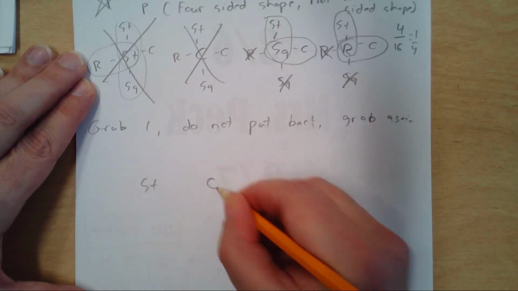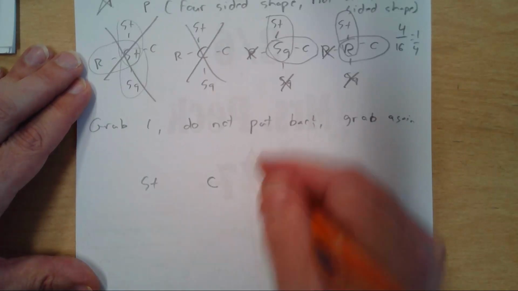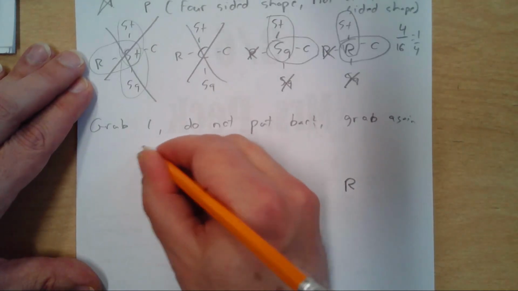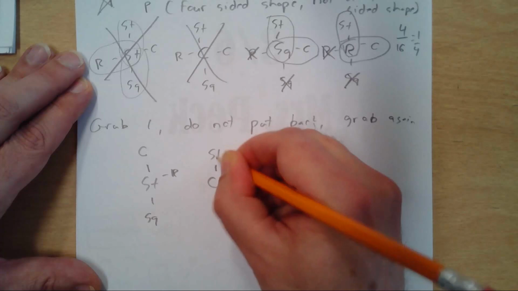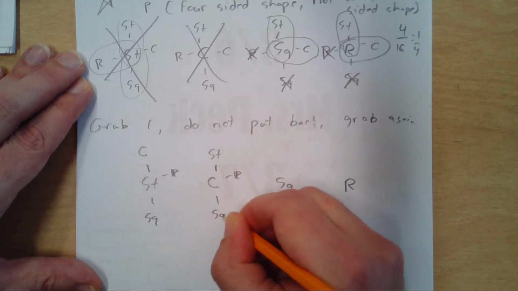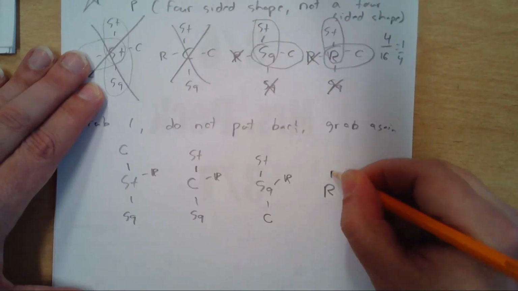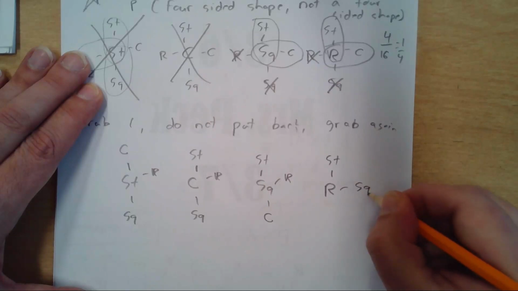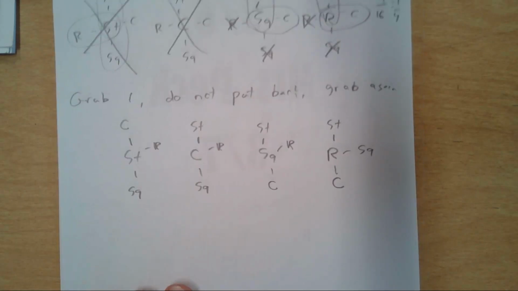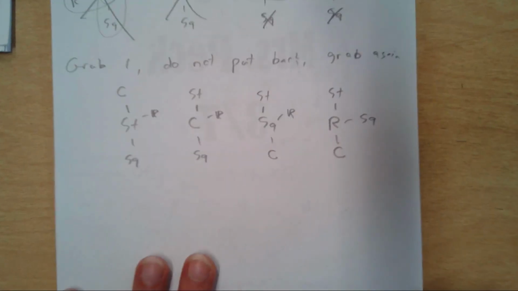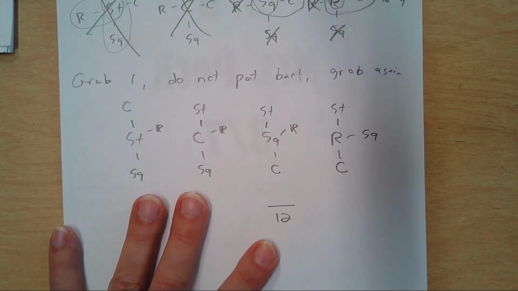Starts out the same, the star, the circle, the square, the rectangle. But if I don't put it back here, well, I could get the circle, the rectangle, the square. I could get the star, the rectangle, or the square. I could get the star, rectangle, circle, the star, the square, or the circle. And again, how many total outcomes do I have this time? 12.